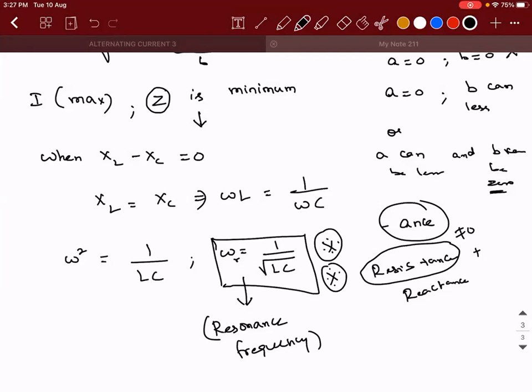Sir, can you explain the previous step again? From omega L equals 1 by omega C, cross multiply that. Bring L to this side, take omega to the other side. Omega square will be equal to 1 by LC. Omega L is XL. 1 by omega C is XC. That is a known formula. Okay, sir. So this is the resonance frequency.